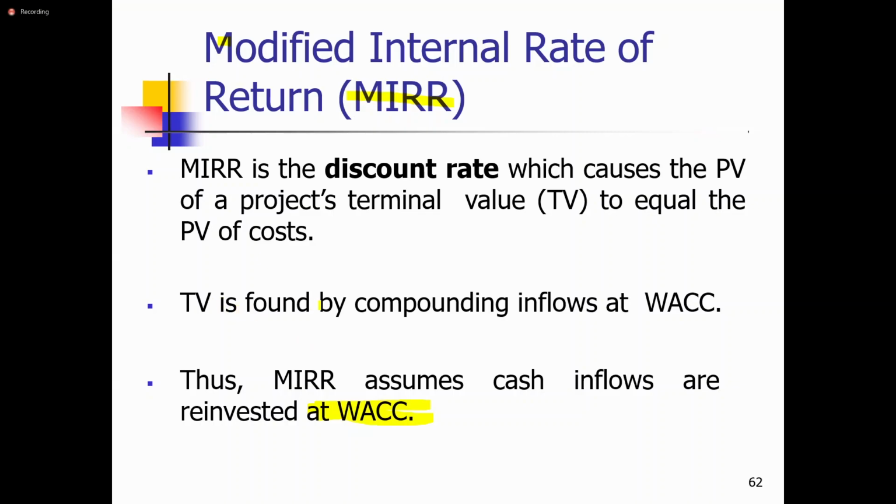The terminal value is found by compounding inflows at the weighted average cost of capital. So the terminal value, or the cash flows at the terminal year, we calculate by compounding. You know what compounding is? We go forward in the timeline to the terminal year, so we compound cash flows at the cost of capital, because our implied assumption is that the reinvestment rate is the cost of capital.